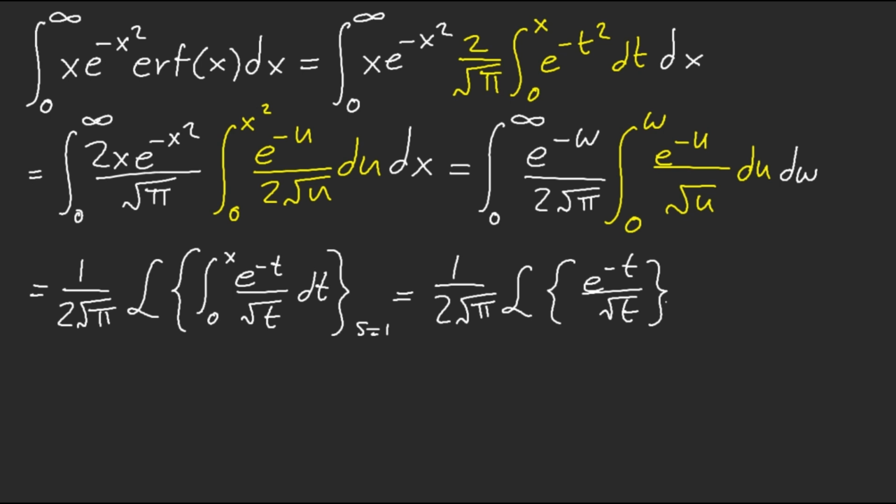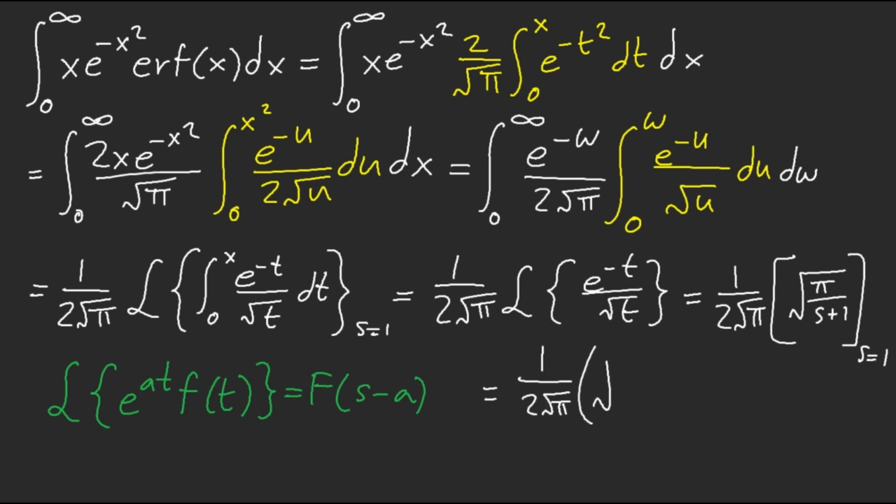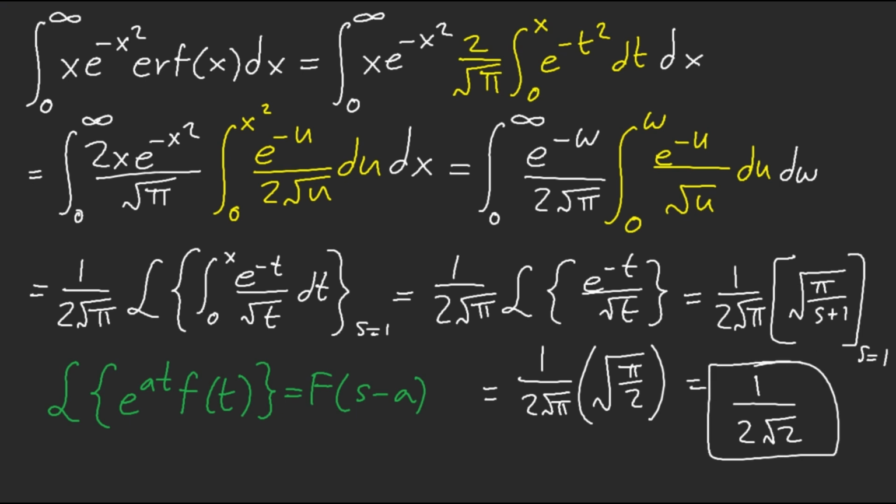Now, you're probably thinking, I don't know this Laplace, right? Remember, I'm going to color this green. Remember the linearity? Whenever you have this, it is equal to f of s minus a. Okay? So what we have here, technically, is 1 over 2 root pi. Okay? The Laplace of 1 over root t was root pi over root s minus a, but our a is what? Negative 1, so this would be root pi over root s plus 1. Okay? Of course, s is equal to 1, so now our answer is going to be 1 over 2 root pi times square root of pi over 2, right? So our square root of pi's cancel out. So our answer is 1 over 2 root 2. And this is our answer. Okay?